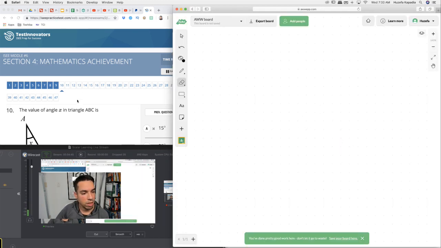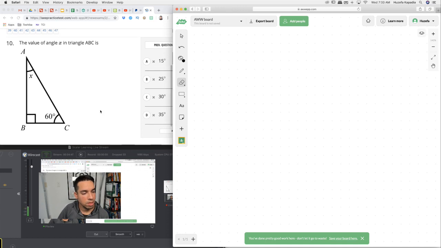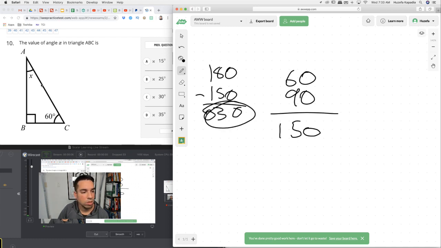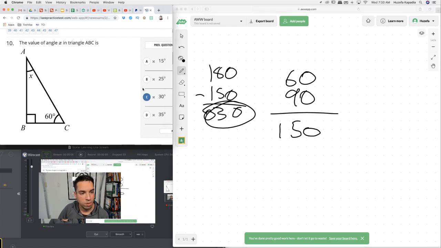The value of angle X in triangle ABC is, all right, all angles in a triangle add up to 180. If this is 60 and that's 90, 60 and 90, those total up to 150. So this remaining angle, whatever plus, so now we can take those two angles and subtract them from 180, and we get 30. So this remaining angle has to be 30 degrees. 30 plus 60 plus 90 is 180. Okay.